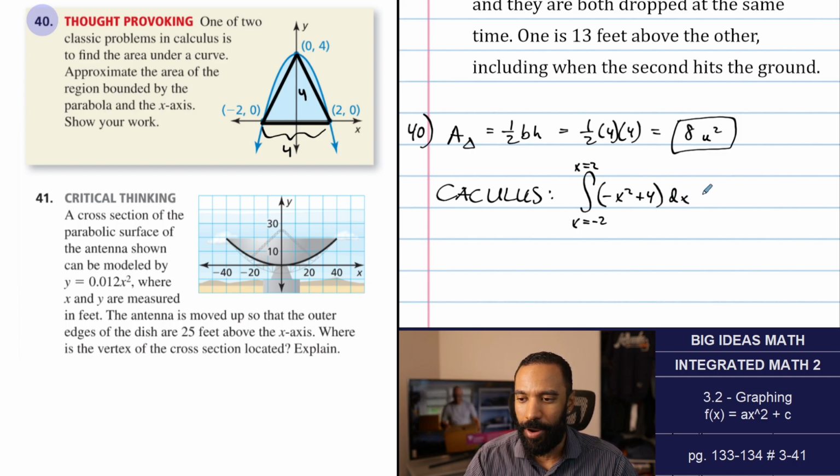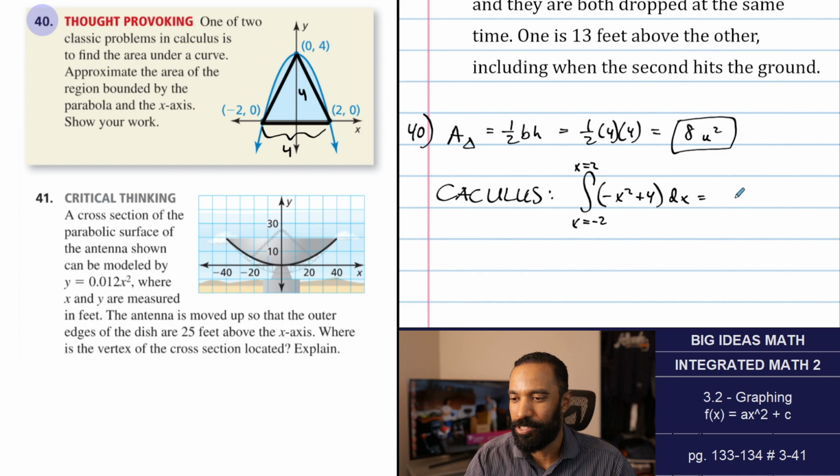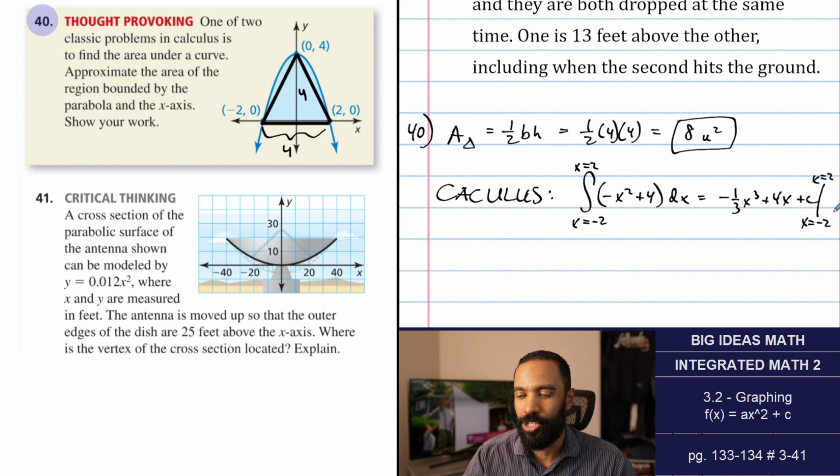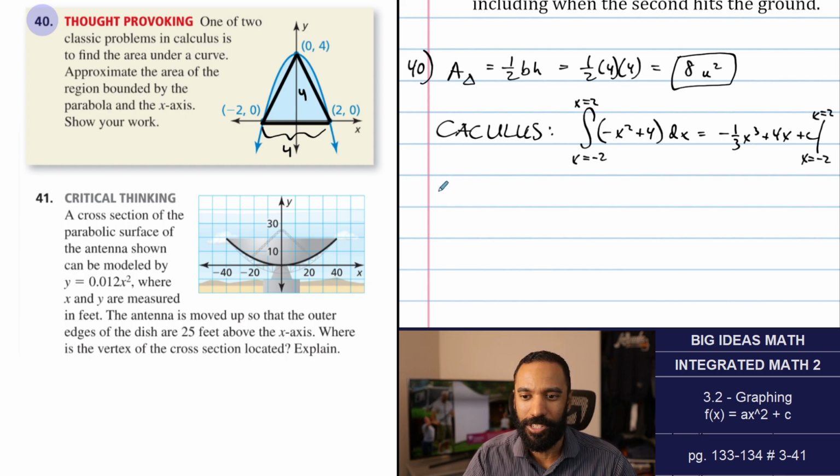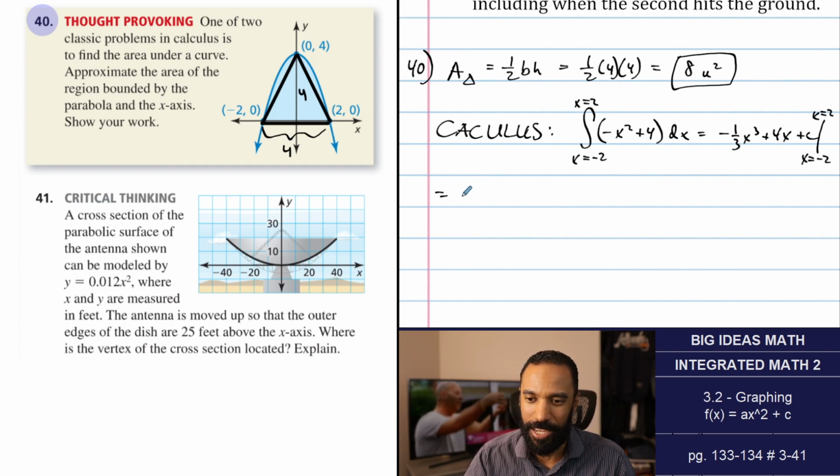Shoot, I didn't forget how I write this. Do I write dx? I can't remember how I do this anymore. Negative 1/3 x cubed plus 4x plus c. Shoot, I have not done this in so long, since like high school.